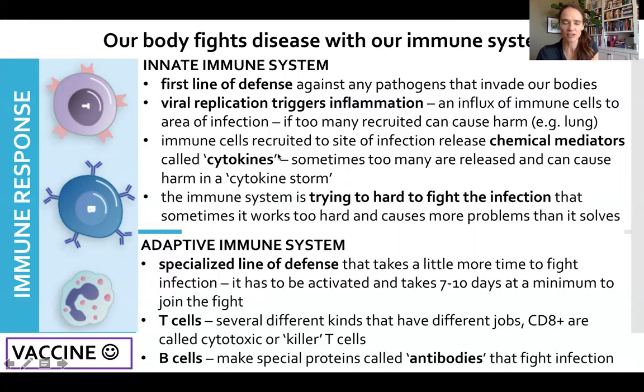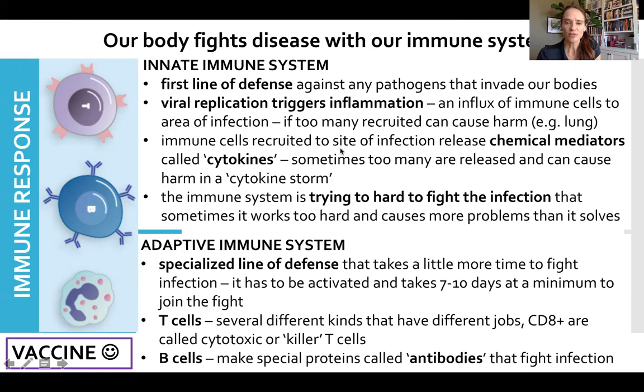These immune cells that are recruited to that site of infection, they also have a lot of different jobs. And one of the things that they're going to do is to release chemical mediators. And some of these chemical mediators are called cytokines. And they coordinate and regulate immune responses. And we have actually tens of different types of cytokines, I think up to 200 different cytokines. They all have slightly different jobs, some of them overlapping.